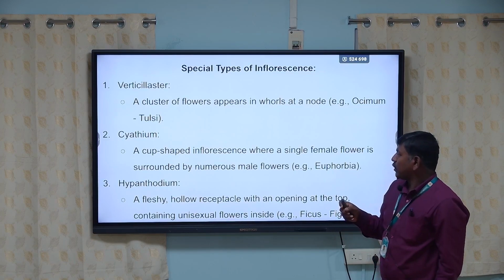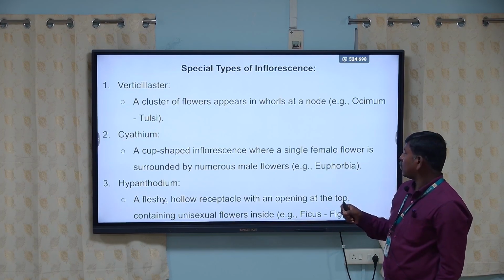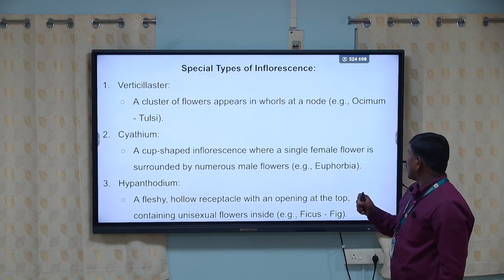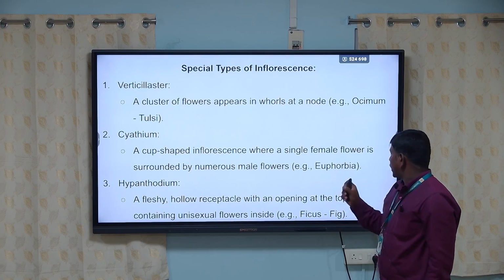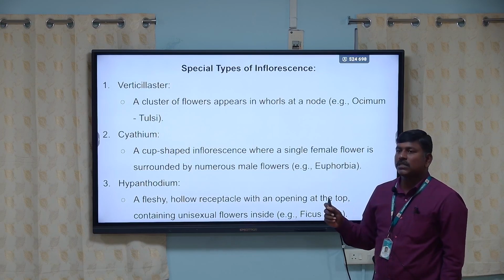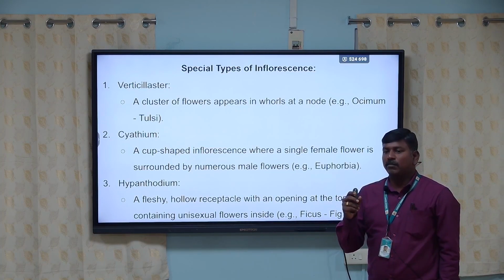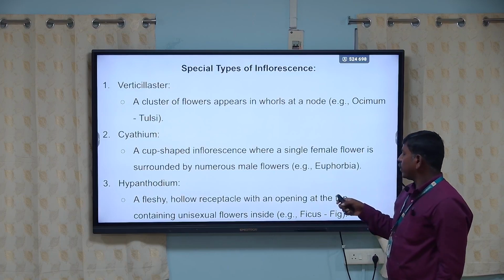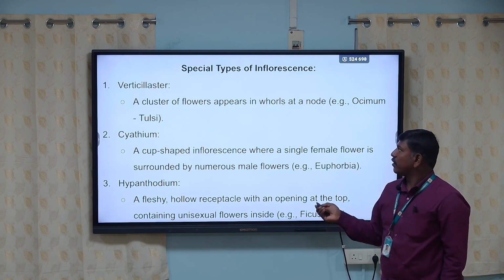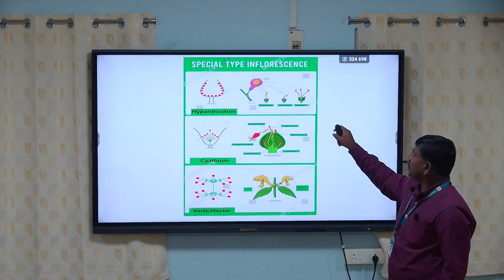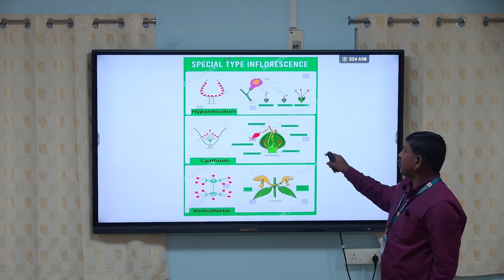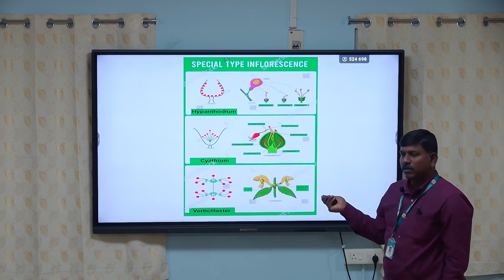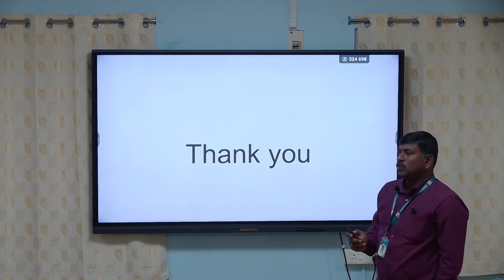Hypanthodium is a fleshy hollow receptacle with an opening at the top containing unisexual flowers inside. For example, Ficus. You know the fig fruit. This is a very good example of hypanthodium inflorescence. So here is the actual structure of the special types of inflorescence: hypanthodium, cyathium, and verticillaster. Thank you very much.